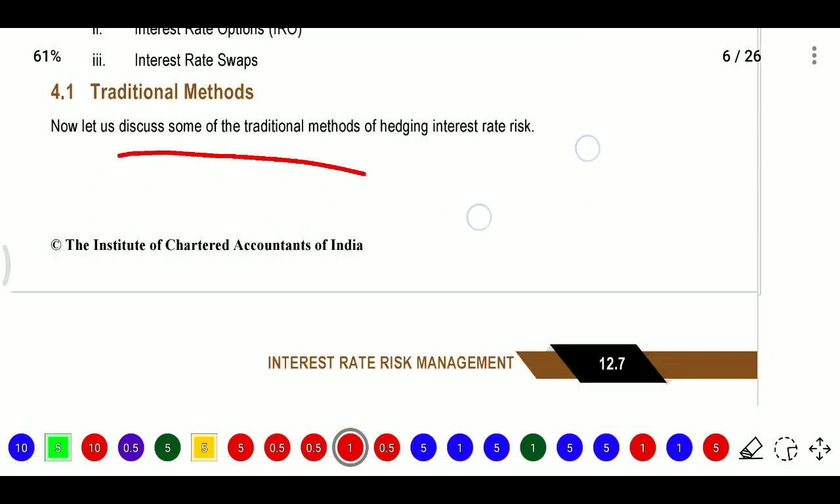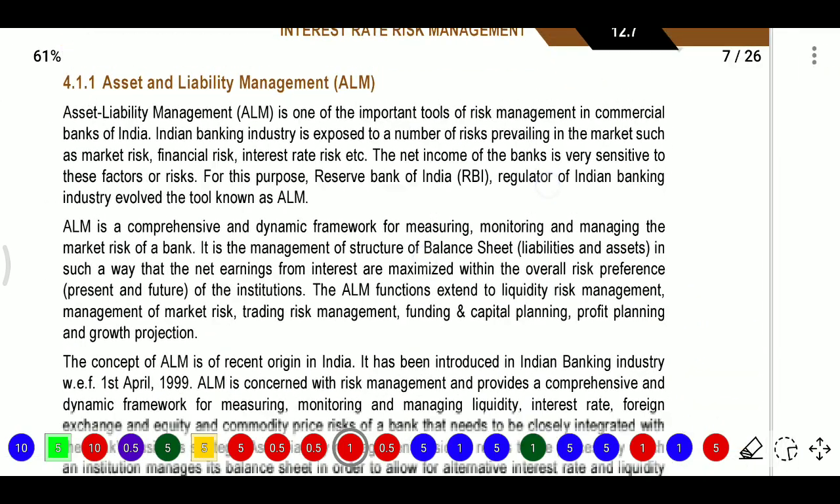Now, the traditional method. In the traditional method, we will learn about asset and liability management. ALM, asset and liability management, is one of the important tools of risk management in commercial banks of India. The Indian banking industry is exposed to a number of risks prevailing in the market. The bank accepts deposits when interest rates are low and gives loans when rates rise. This is the industry trend.